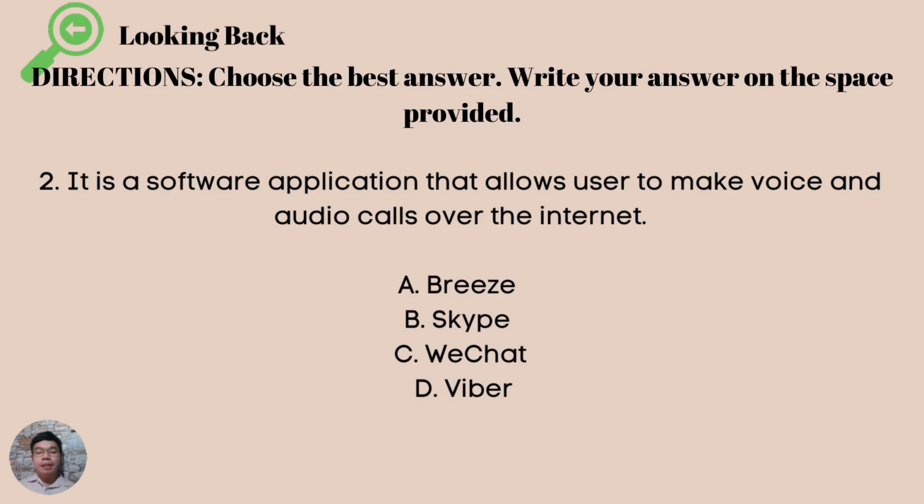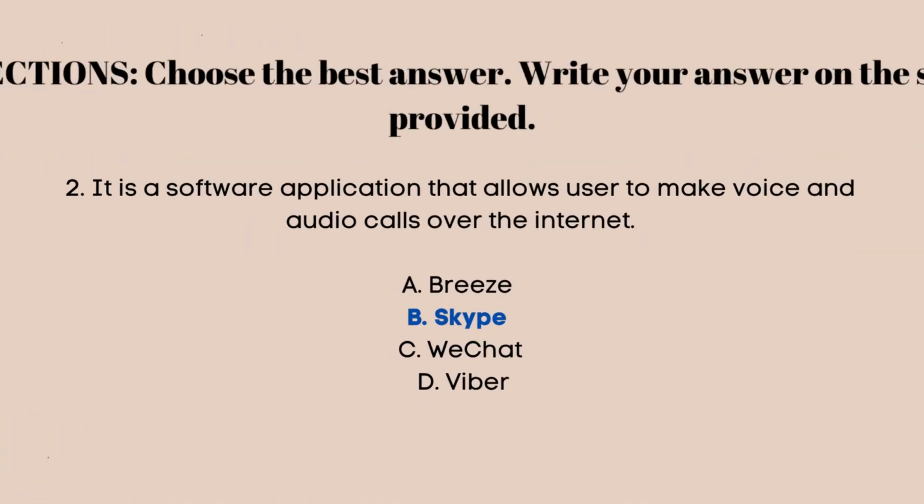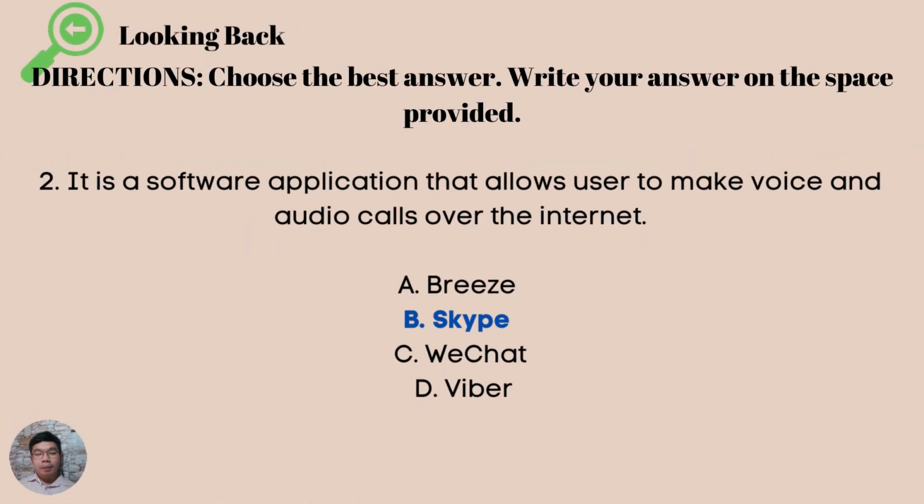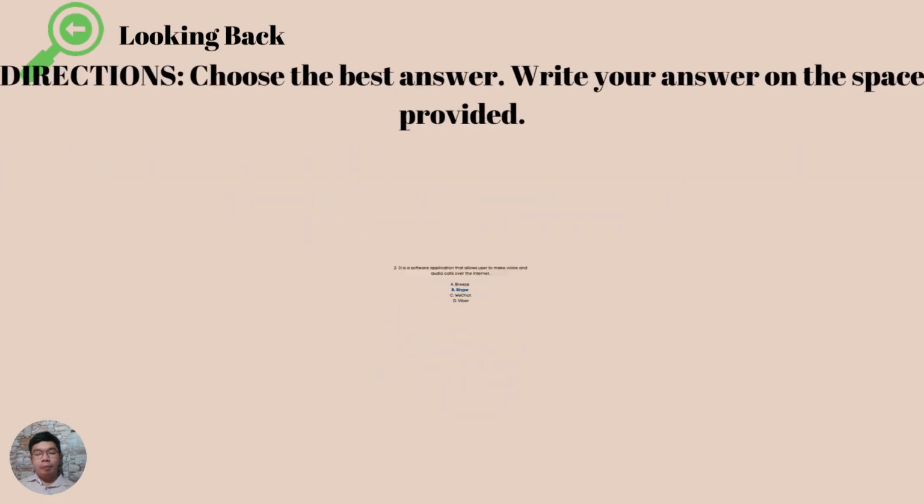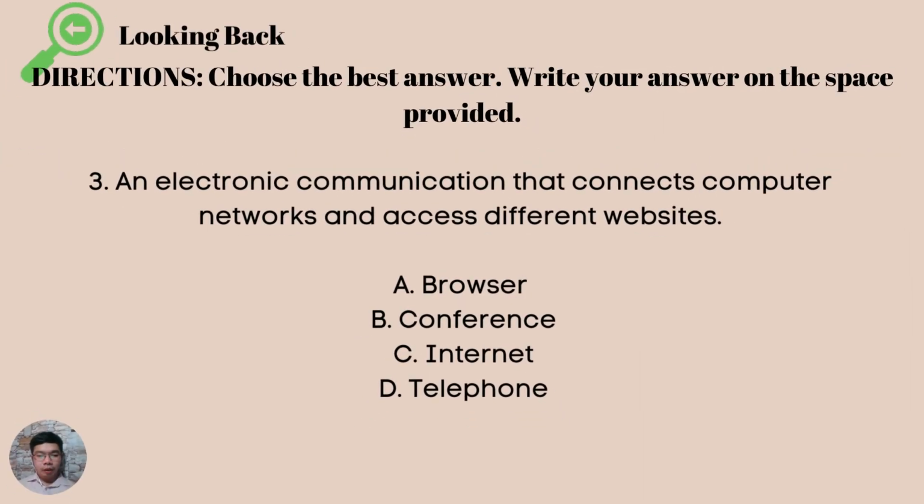Number two, it is a software application that allows users to make voice and audio calls over the internet. A. Breeze. B. Skype. C. WeChat. D. Viber. Write down your answer. The correct answer here is B. Skype. Number three, an electronic communication that connects computer networks and access different websites. A. Browser. B. Conference. C. Internet. D. Telephone.